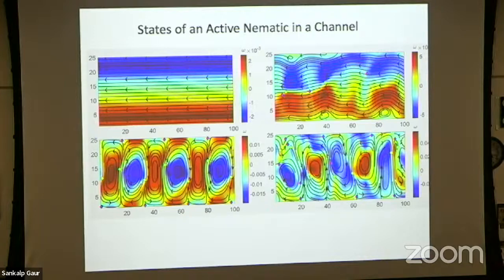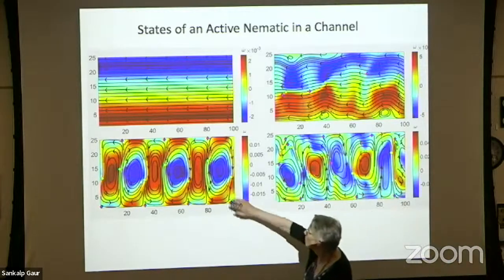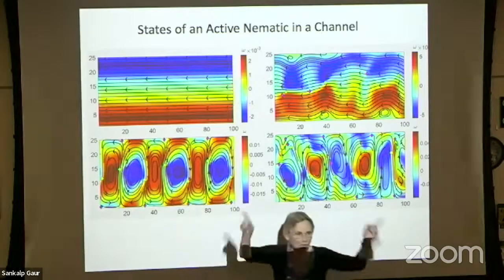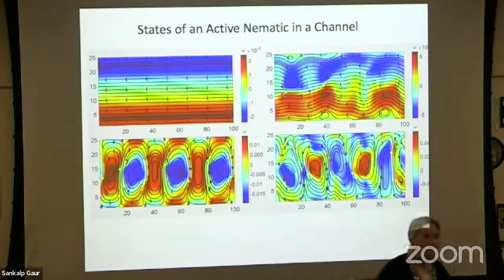In our simulations, it was no slip. In the real experiments, it's essentially a slip condition, a stress-free condition. Omega is the vorticity. So the color scale is the vorticity, which is silly really in those plots. But here you can see it shows you the rolls that are going on there.